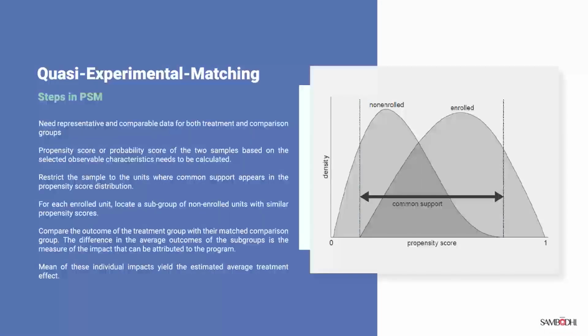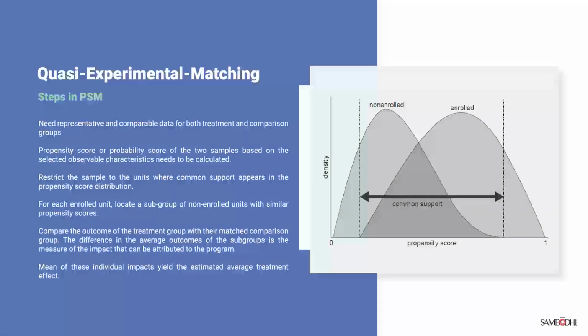There's another approach to quasi-experimental research known as matching. This approach requires both representative and comparable data for the treatment and comparison groups. The propensity score or probability score of the two samples based on the selected observable characteristics needs to be calculated. We need to restrict the sample to the units where common support appears in the propensity score distribution. For each enrolled unit, one has to locate a subgroup of non-enrolled units with similar propensity scores.